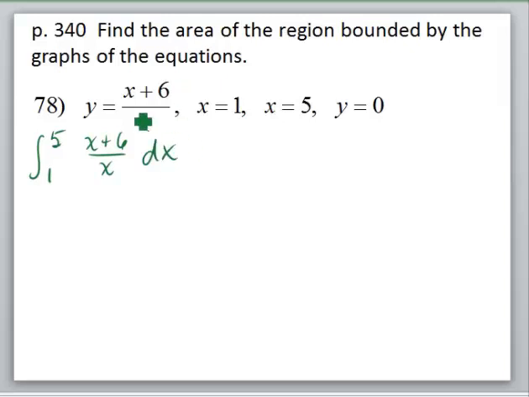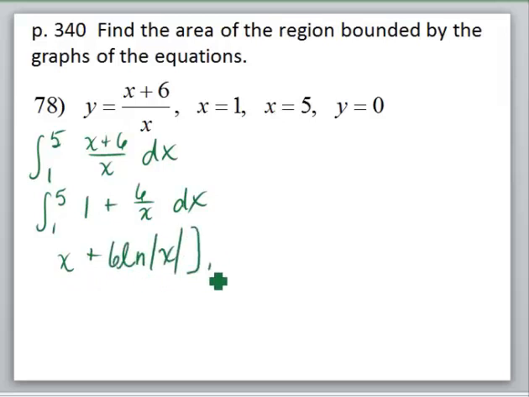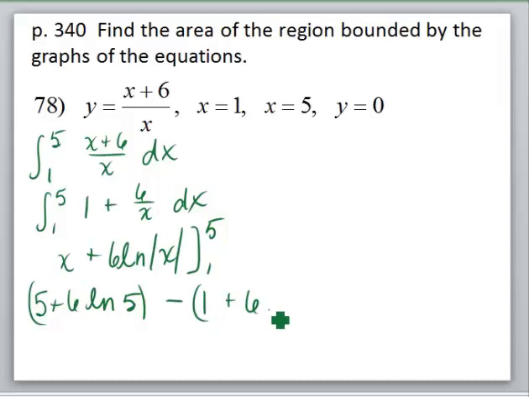So what I'll go ahead and do is just integrate this. I'll rewrite it. X divided by x is 1. And then I have 6 over x dx. So I end up getting x plus 6 ln of absolute value of x. And I'll plug in my 1 and my 5. So when I plug in my 5, I get 5 plus 6 ln of 5 minus, plug in 1, 1 plus 6 ln of 1.